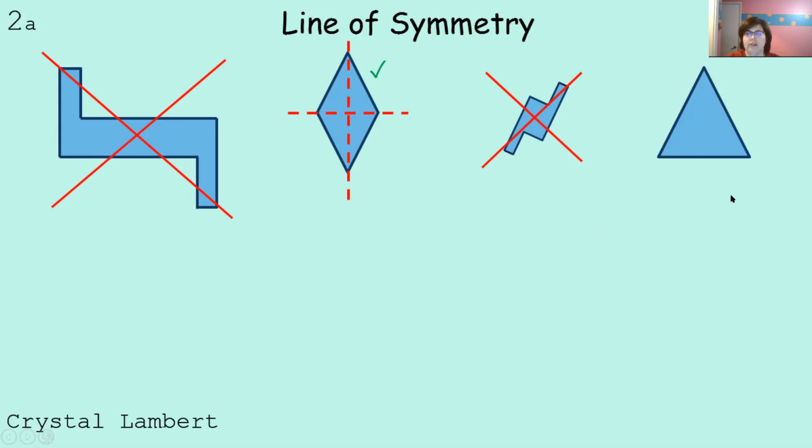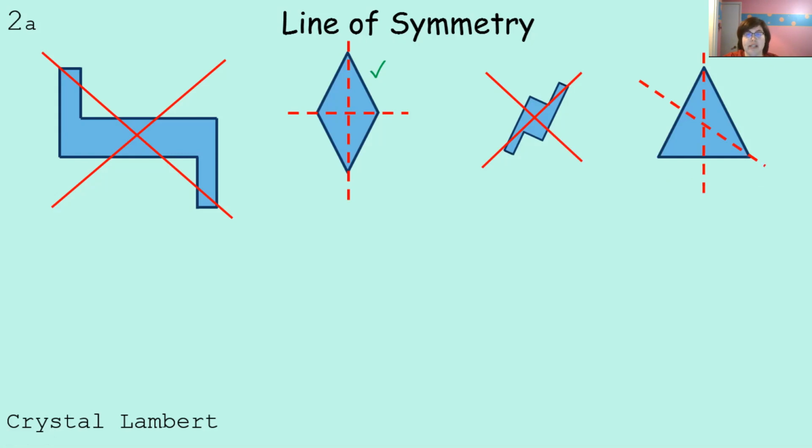Okay, now we're looking at this triangle. What if we fold it in half? No, that's not going to work, because when we fold it sandwich style, one side doesn't match. Well, what about the other way? Yes, that way works. Remember, it only has to have one line of symmetry to be symmetrical. So this triangle is symmetrical.